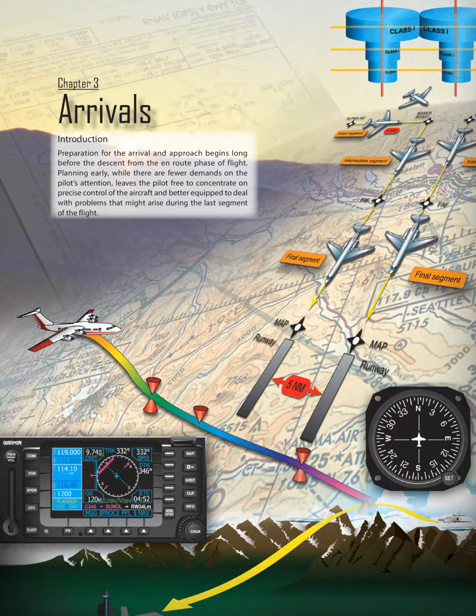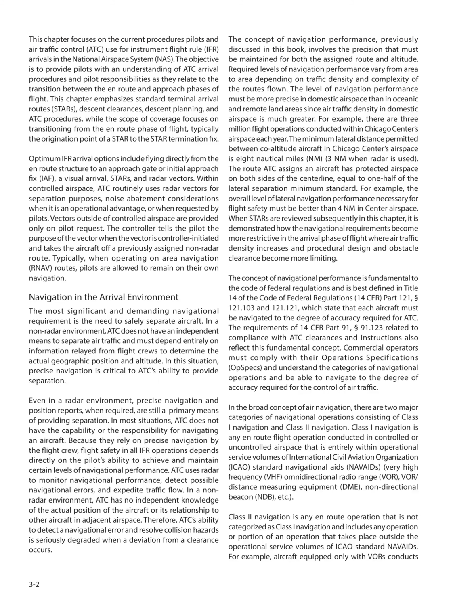Chapter 3 Arrivals Introduction. Preparation for the arrival and approach begins long before the descent from the en route phase of flight. Planning early, while there are fewer demands on the pilot's attention, leaves the pilot free to concentrate on precise control of the aircraft and better equipped to deal with problems that might arise during the last segment of the flight. This chapter focuses on the current procedures pilots and air traffic control, ATC, use for instrument flight rule, IFR, arrivals in the National Airspace System, NAS.